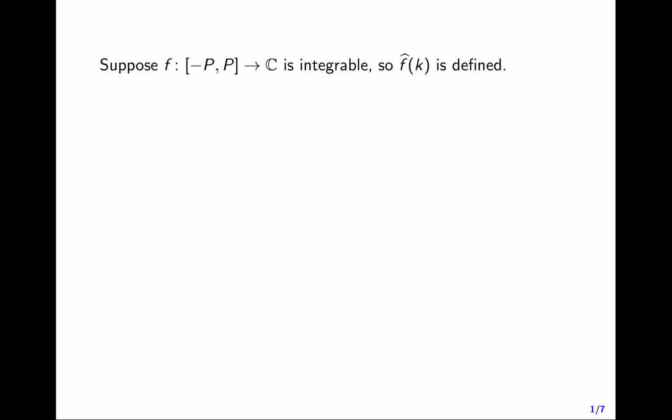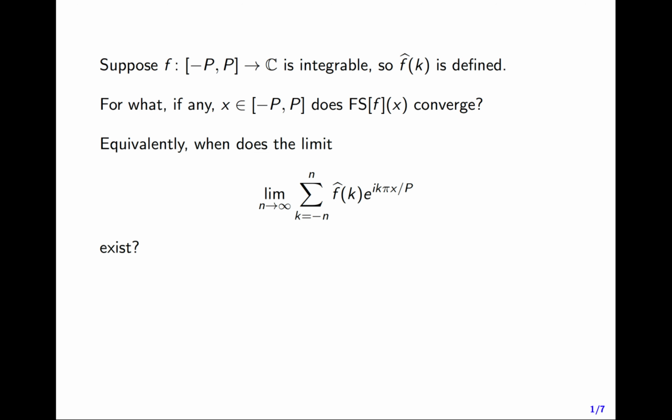Hello, and welcome to our discussion of pointwise convergence of Fourier series. Let's start with an integrable function f from the interval minus p to p into the complex numbers. The integrability of f, of course, means that its Fourier coefficients f hat of k are all defined. Here's our question. For what, if any, points x in the interval minus p to p does the Fourier series of f at x converge?